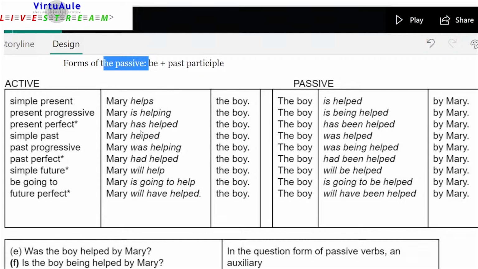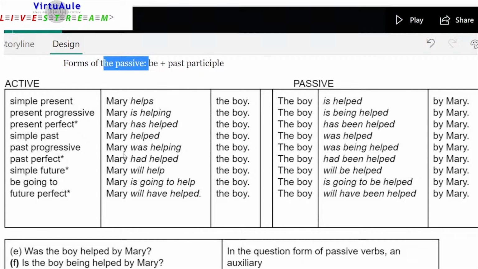Present perfect, Mary has helped the boy. The boy has been helped by Mary. Here the auxiliary to be is in the form of the present perfect, has been. Simple past, Mary helped the boy. The boy was helped by Mary. Was is the past form of the verb to be.